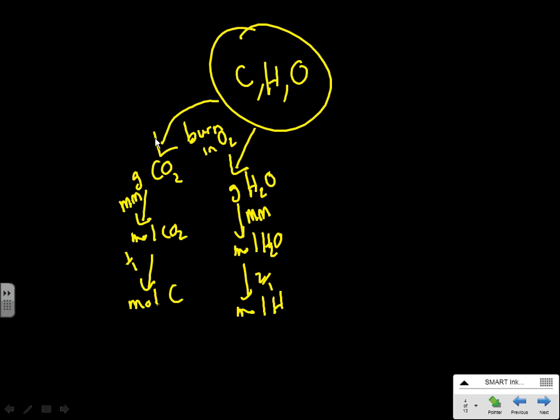Okay? Now I'm going to change color here on my little animation because I just want to change gears a little bit. The next step in solving a problem that has carbon, hydrogen, and oxygen is to turn those moles of carbon back to grams of carbon. Now notice, it's not grams of carbon dioxide, but just grams of carbon.